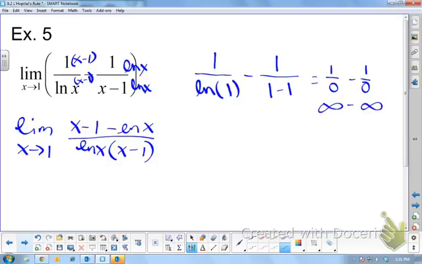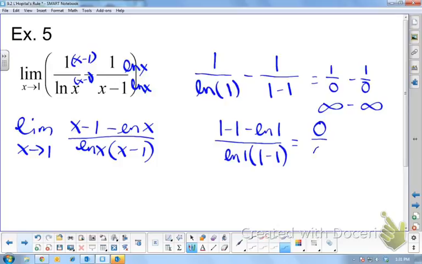So now again, we check. We'd simplify first, but there's nothing here really that we can simplify. If it was all polynomials, we could probably multiply stuff out and combine like terms. But if I plug in 1, I get 1 minus ln 1 over ln 1 times 1 minus 1, which gives me 0 over 0. Because what's ln 1? 0. Something you should have memorized. You should know what ln 1 is, just like you should know what ln e is. What's ln e? 1.